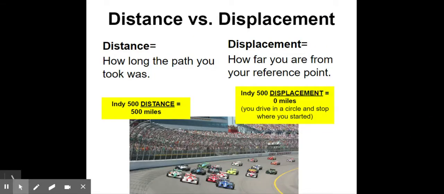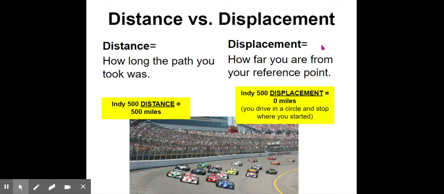Okay, so this brings us to distance versus displacement. So distance, we're defining as how long the path you took was. So if you're moving somehow, the length of the path that you took, that's the distance. For example, for the Indy 500, the distance that they drive is 500 miles because that's the length of the path that they take.